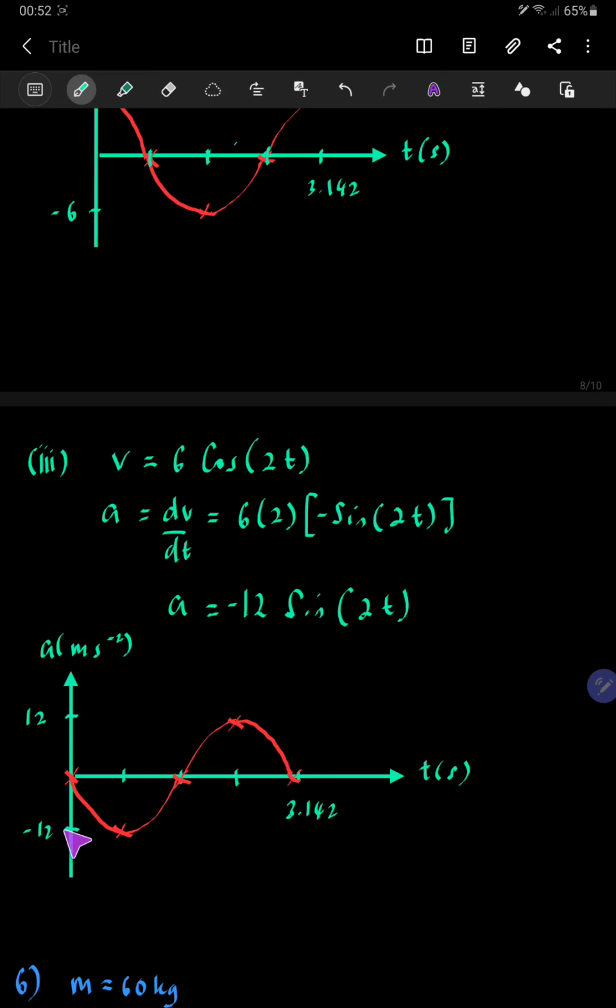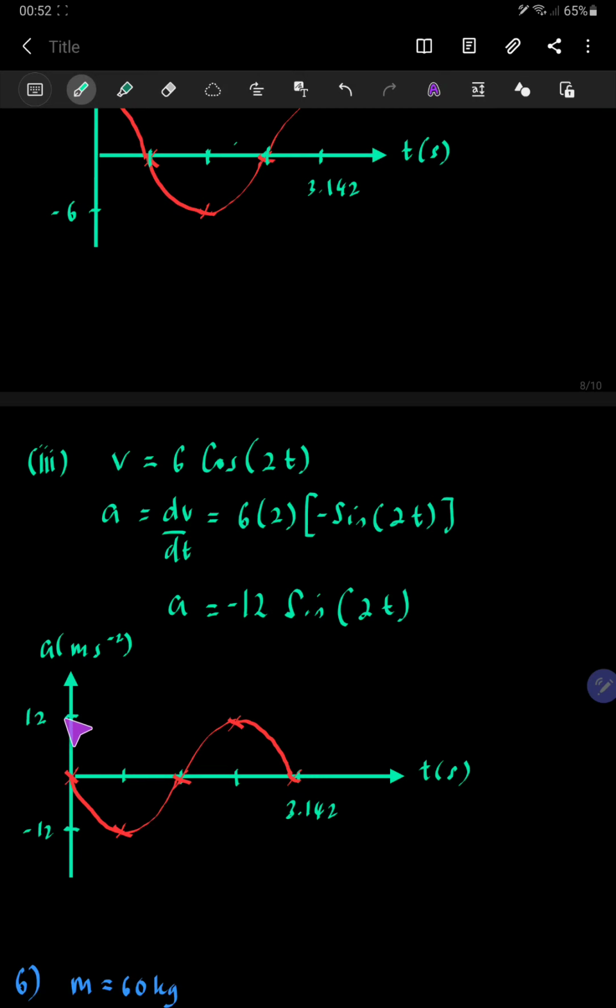So 12 and negative 12. So 12 now represents the maximum acceleration. And the time taken for one complete oscillation is still the same, which is 3.142 seconds. So this is the graph of a against t.